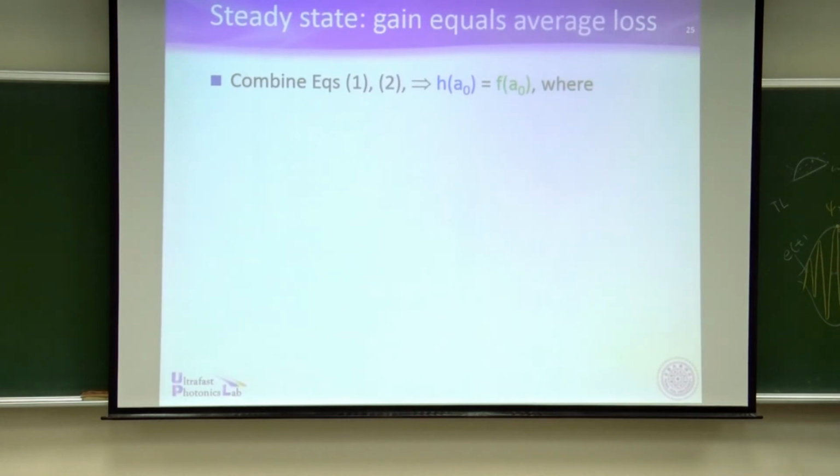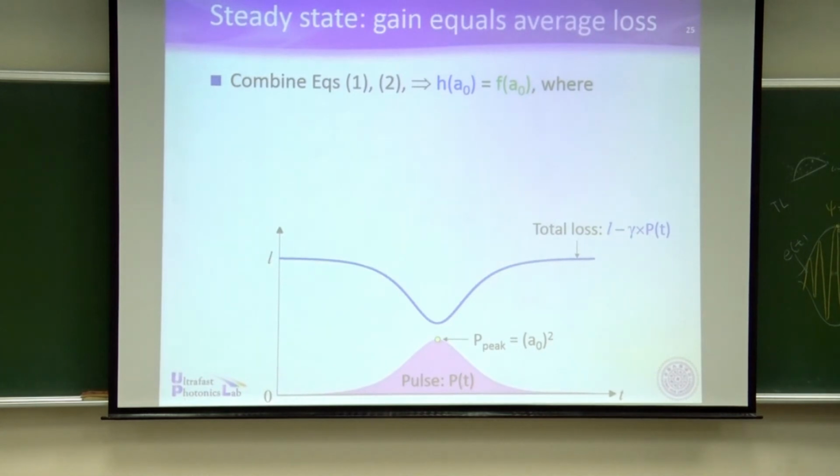The crossing point determines A0. What is the solution A0? And if you know A0, you can calculate Tp. You can know everything. Okay, that's the idea. But the question is, could you give physical interpretations for h and f, the two nonlinear functions?